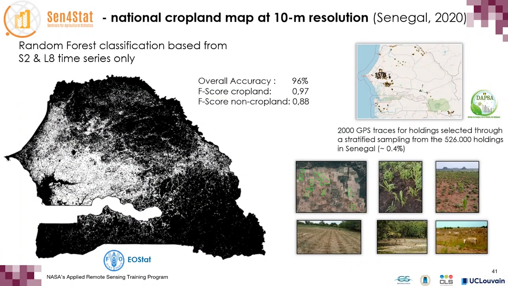Similarly, based on the existing national survey from the DAPSA in Senegal, a random forest classification has been applied to Sentinel-2 and Landsat-8 time series only to get the cropland area. The overall accuracy was 96% with a good F-score of 0.97 for the cropland. The non-cropland is less accurate and may require additional polygons to better define the different non-cropland classes.